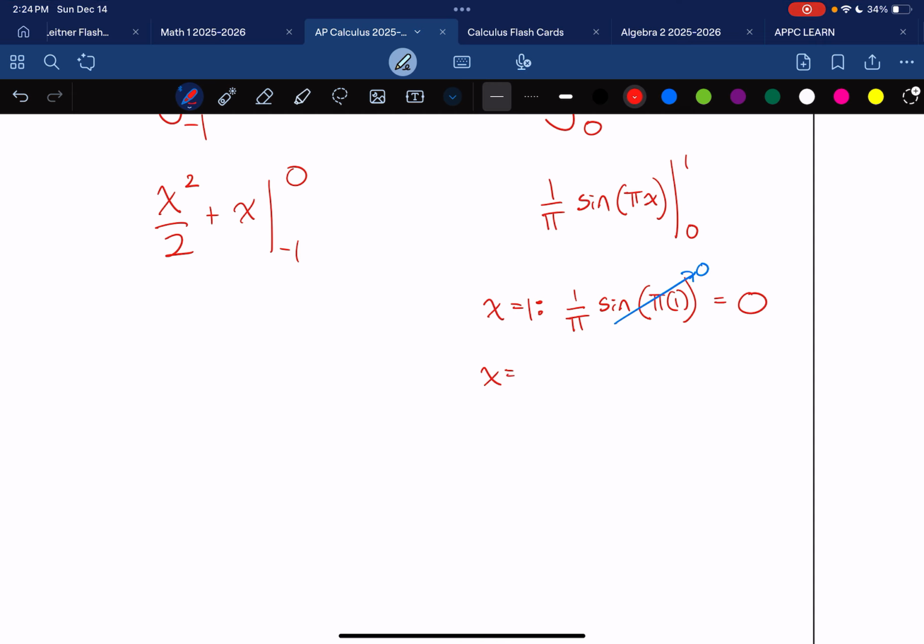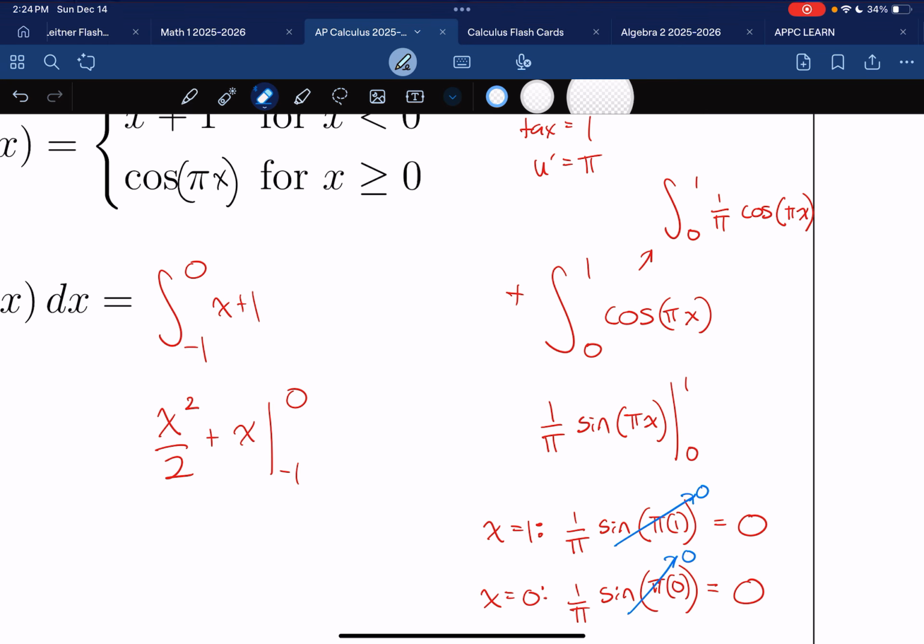And when x is equal to 0, I realize I need to do the evaluation over here. I'll do that in a sec. So over here, I'm going to say this is 1 over pi sine of pi times 0. Well, pi times 0 is 0, so this is sine of 0, and sine of 0 is still 0. So this whole value is 0 again, and I can say this is still 0. That is not the case if it's just cosine of pi. I should really ask my cohort if they think that's a typo or not.